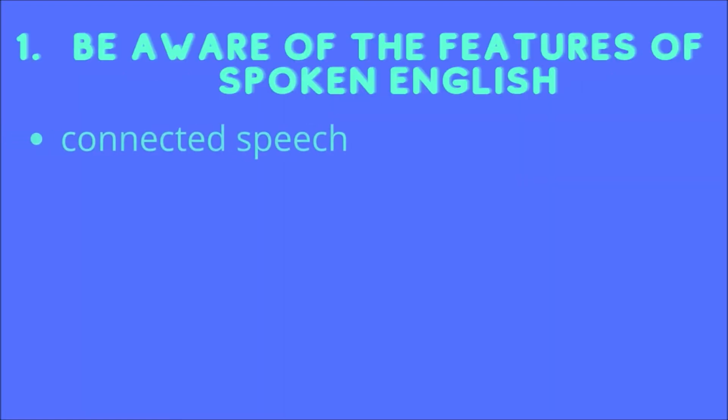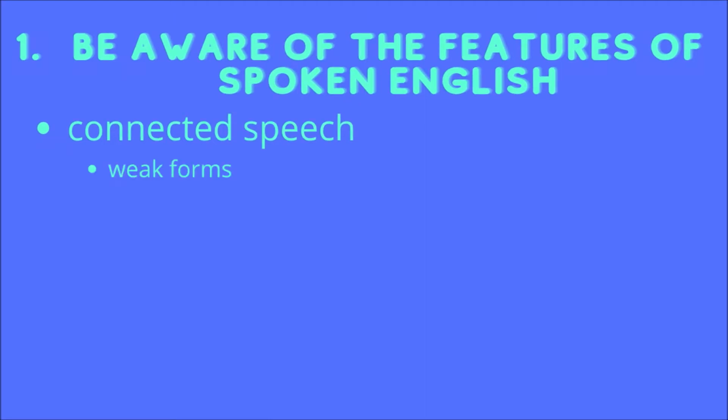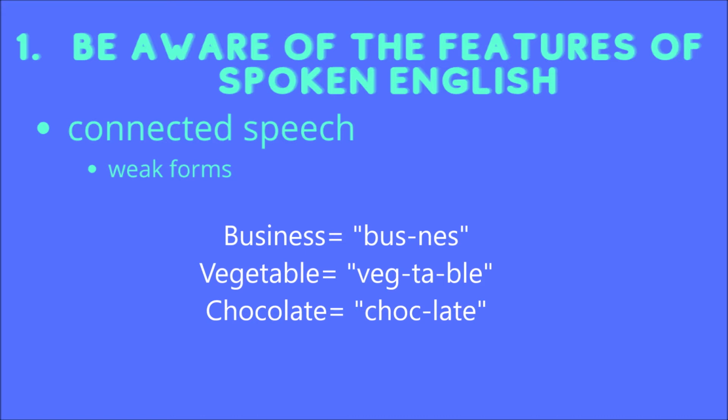Remember that not only do we have weak and strong words in a sentence, there are also weak sounds and dropped syllables in individual words. So try and familiarize yourself with the pronunciation of these words. Some common ones are things like business, we don't pronounce that middle I. Vegetable, that middle E there, it's not vegetable. And something like chocolate. So if you're expecting chocolate with three syllables, that is going to confuse you. It's going to be more difficult.